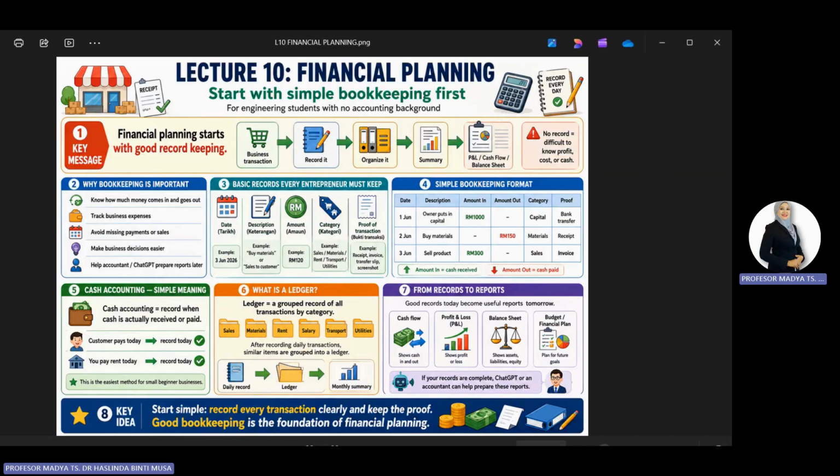So this is very important because in financial planning, it depends on these categories. If you do not categorize your records, you cannot know where your money goes or where you get your money from. You may only know that you spent 2,000 ringgit, for example, but you do not know whether most of it went to materials, rental, marketing, transport, salary, and so on.